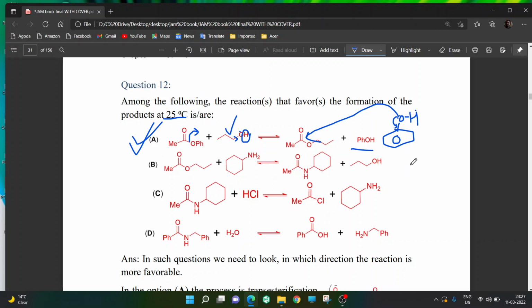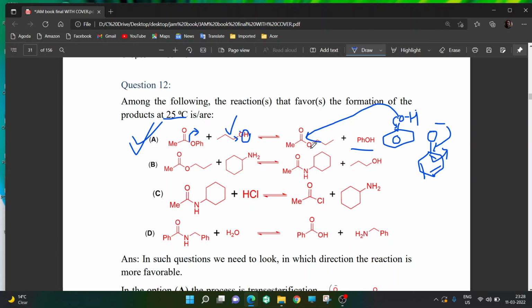Now, phenoxide ion is a very good leaving group. Why? Because phenoxide ion is stable. You have this benzene ring, and on that you have O minus. This O minus, you can see, is stabilized over the benzene ring, so it is quite stable. So it is happy to leave. So this reaction is quite favorable.